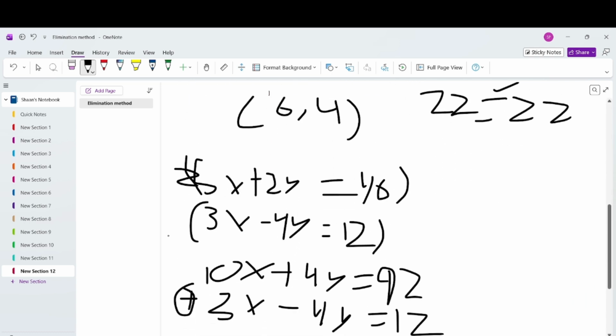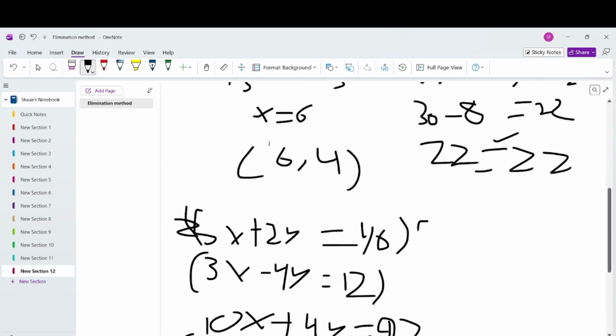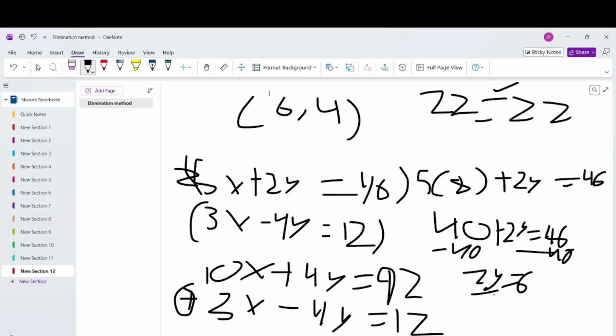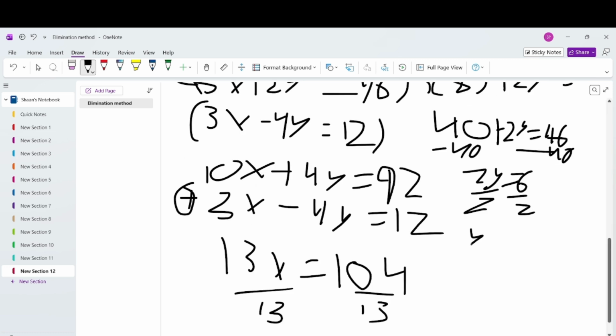But let's plug it all the way back into the first equation, again the one before we multiplied it by 2, just to make sure we didn't make any mistakes. So now we have 5 times 8 plus 2y is equal to 46. 5 times 8 is 40, so 40 plus 2y is equal to 46. Subtract 40 from both sides. 2y is equal to 6. Divide both sides by 2. Yeah, y is equal to 3.